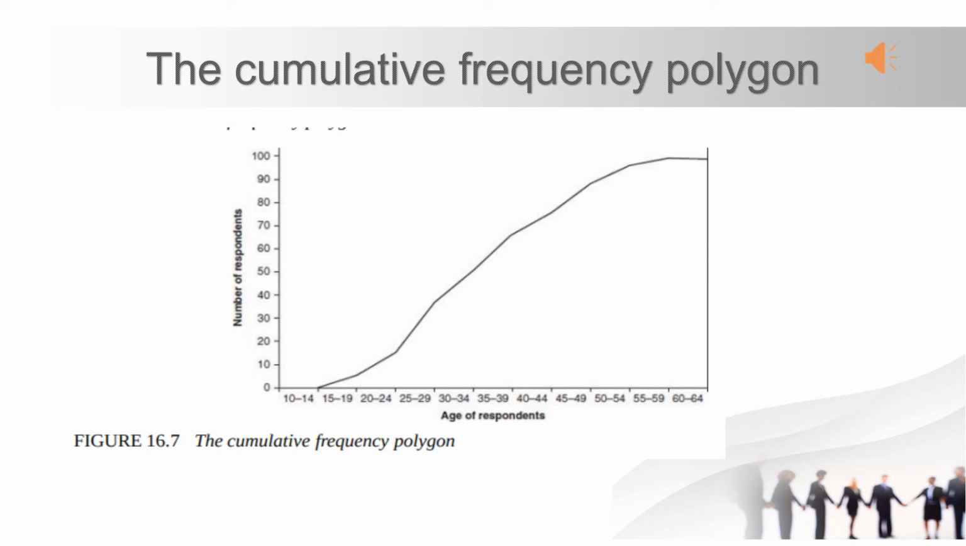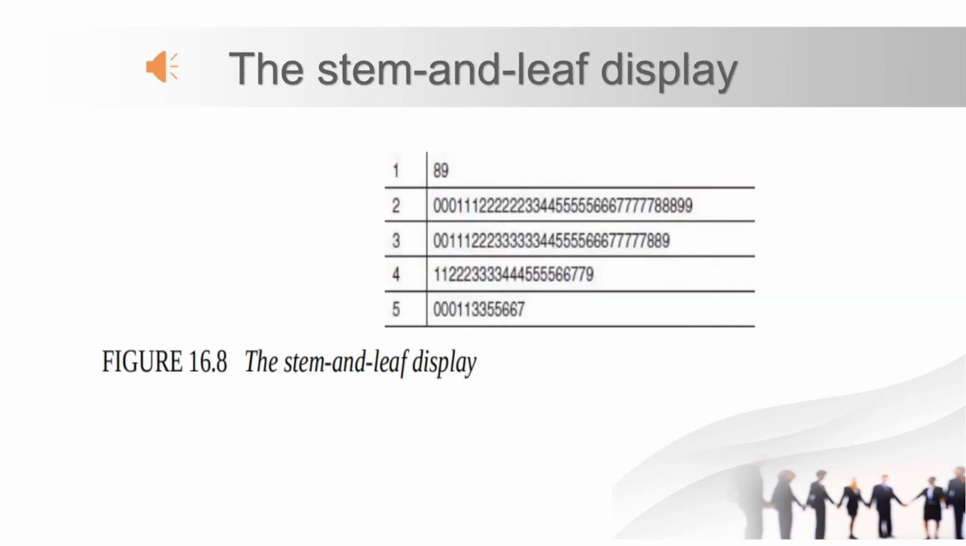So you have here the age of respondents versus the number of respondents. Another type is what we know as the stem and leaf display. In this stem and leaf display, if rotated 90 degrees, it will become a histogram. So it is an effective, quick and simple way of displaying a frequency distribution.